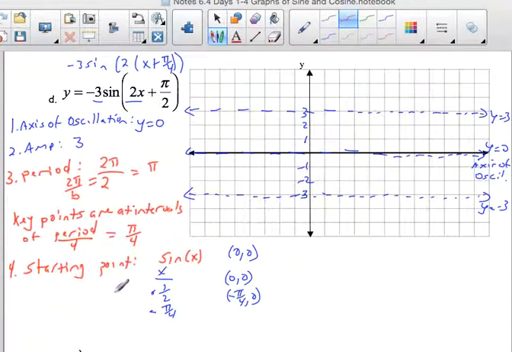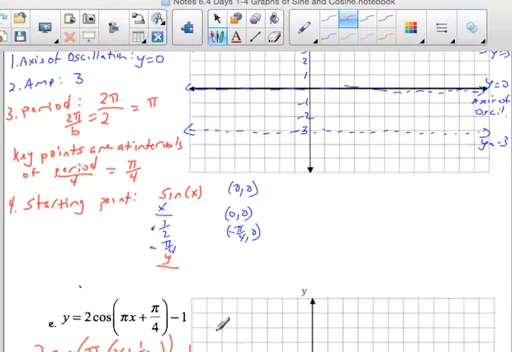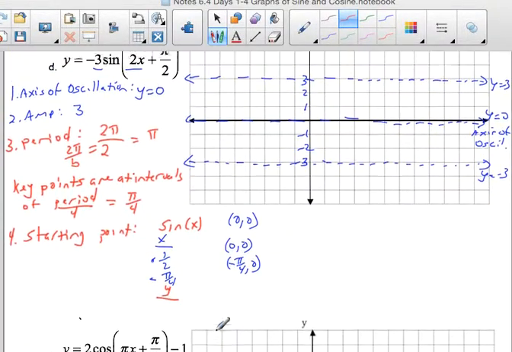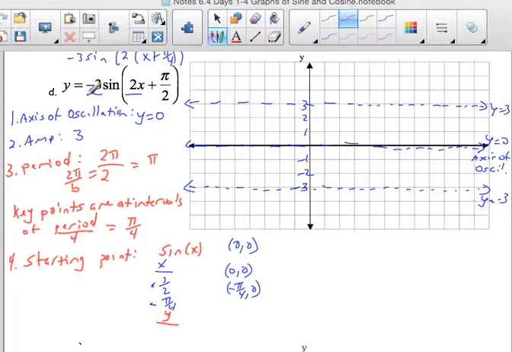And then let's incorporate the y transformations. The only thing that's happening to y is it is multiplied by negative 3. So times negative 3, incorporating the vertical stretch by a factor of 3 and the reflection in the x-axis. 0 times negative 3 is still 0. So my starting point is negative pi over 4, 0.